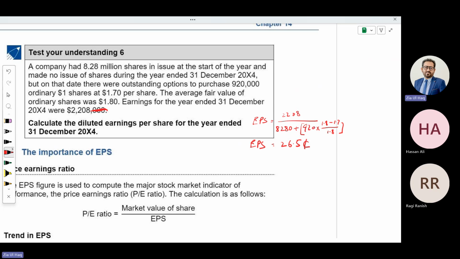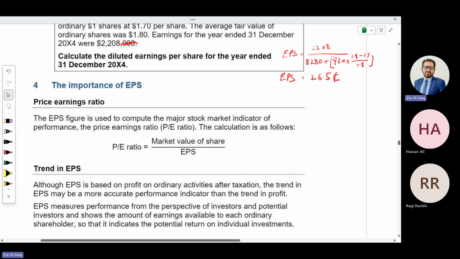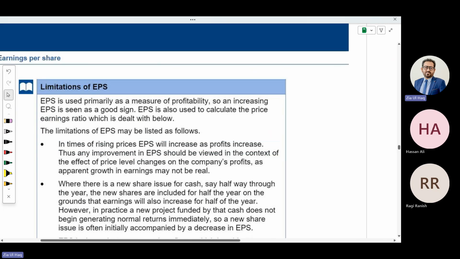So the importance of EPS: the EPS figure is also used to calculate the price earning ratio. How to calculate price earning ratio? Market value of share, meaning share price, divided by EPS. Share price divided by EPS means against one share, what the company is earning. So the investor can find the trend, whether it is increasing or decreasing, and they can make a decision. It's all theory.